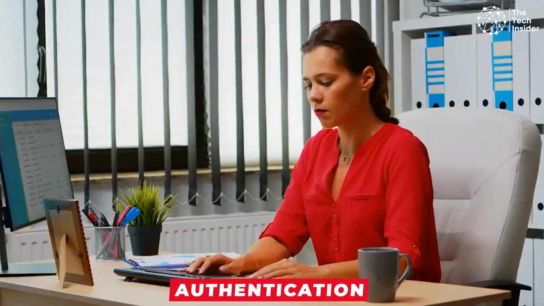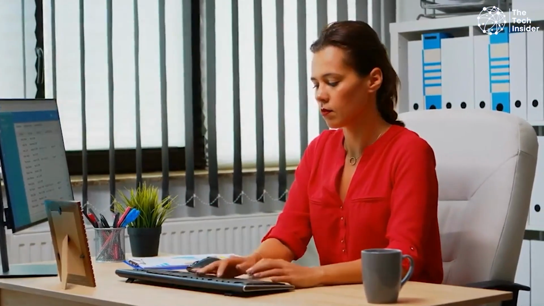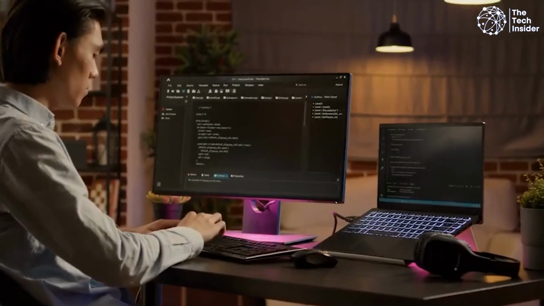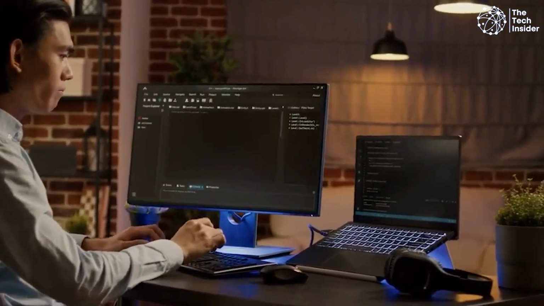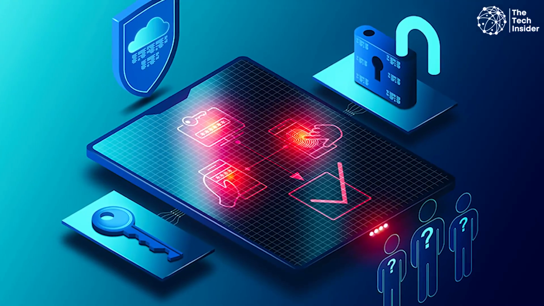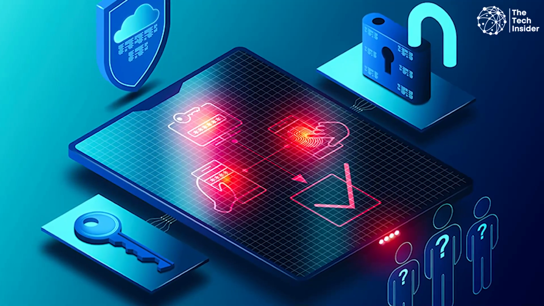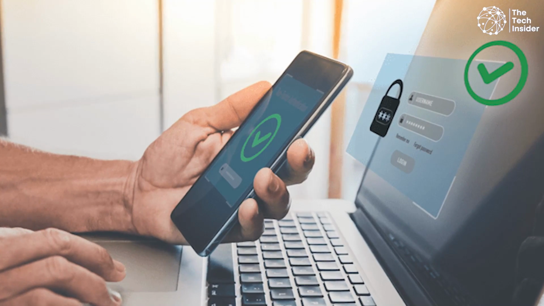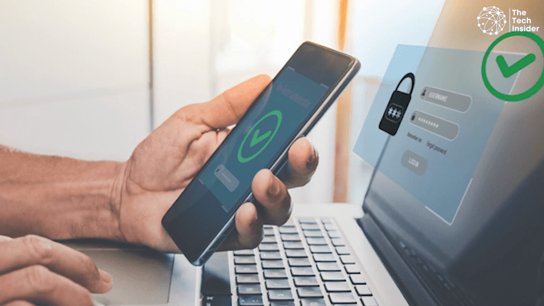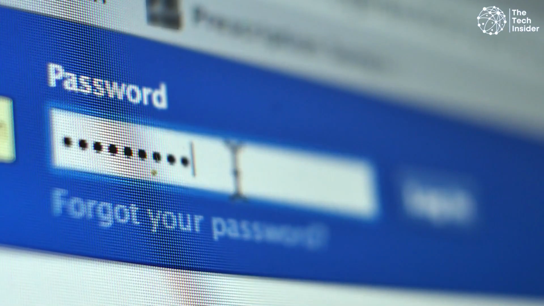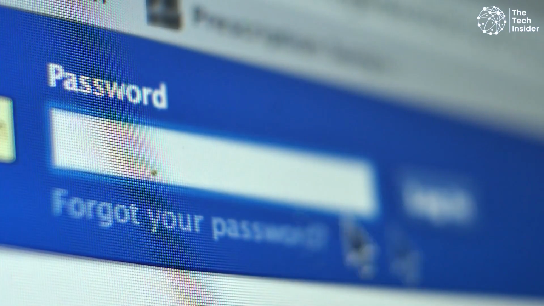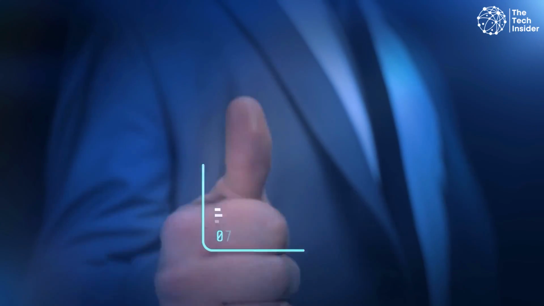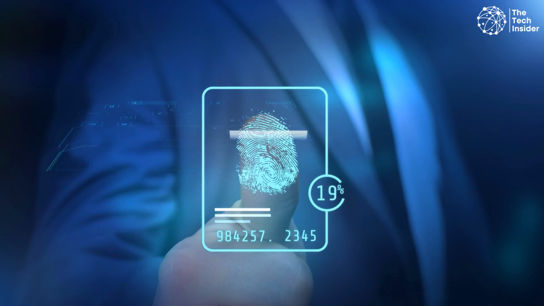Authentication also plays a vital role in protecting confidentiality. Strong authentication methods verify the identity of users attempting to access information. Multi-factor authentication, MFA, is a robust approach that requires users to provide multiple forms of identification before gaining access. This could include something the user knows, like a password, something the user has, like a smartphone, and something the user is, like a fingerprint.